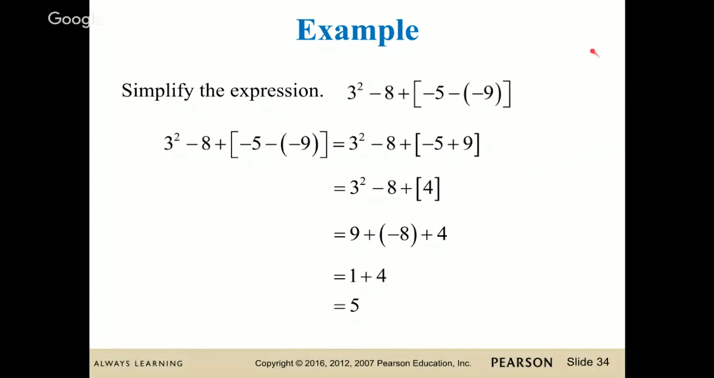All right, you have pairing symbols in this one. Okay, and you have an exponent in this one. Order of operations, you have negative 9 minus negative 5 minus a negative 9, so negative 5 plus 9 is going to be positive 4. Then you have this exponent, right? The exponent here of 3 squared, so that's going to be a 9. 9 plus a negative 8 plus 4, or 9 minus 8 plus 4 is 9 minus 8 is 1, plus 4 is going to be 5.